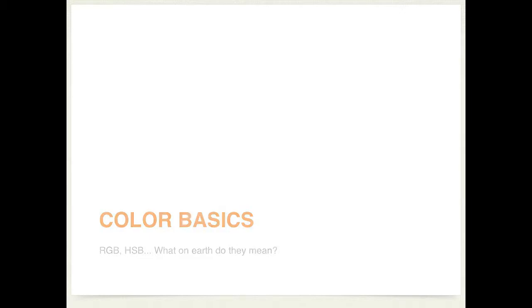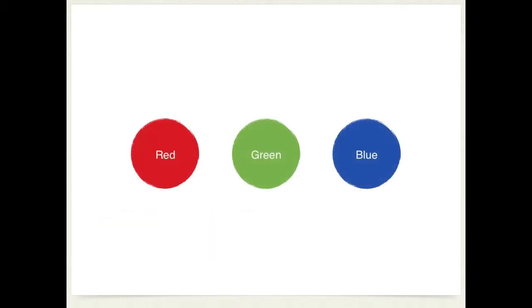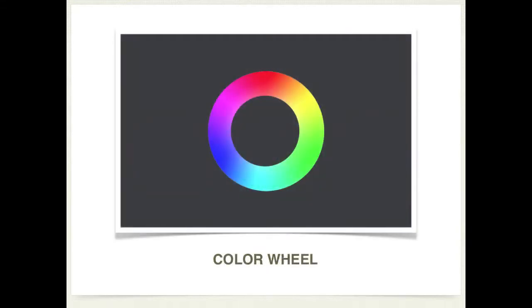Now, our eyes have three different types of color receptors, each responding to red, green, and blue. By combining these three colors, you will get millions of different kinds of color called hues. Now, you've probably seen one of these. It's called a color wheel.